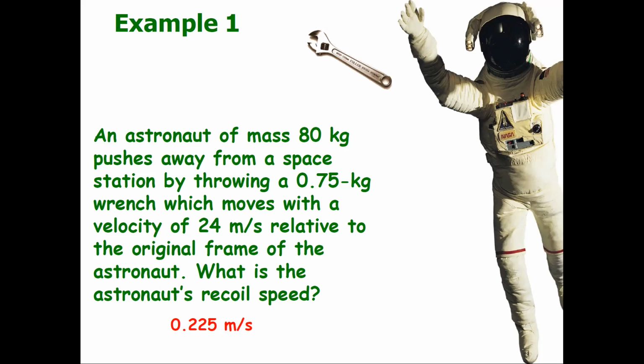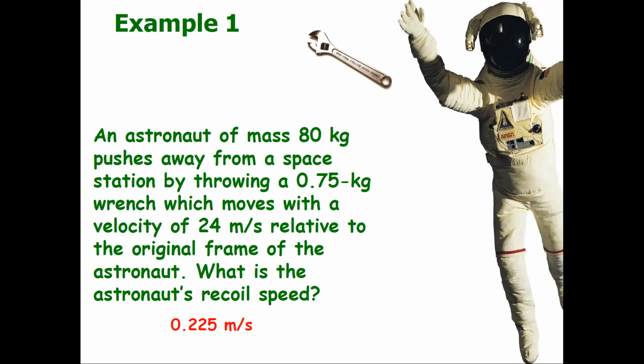So the simplest way to calculate it is you have the 0.75, which is the mass, multiplied by its velocity, which is 24. Then you found the momentum of the system that goes away, which is the system that involves the range. Now, on the other hand, we have the astronaut who is 80 kgs. But what we don't know is his velocity, which we are calling the recoil speed.